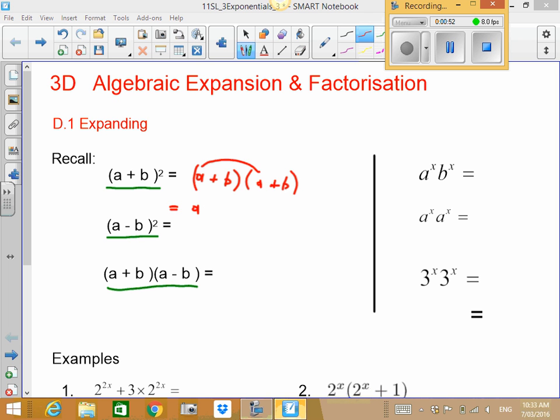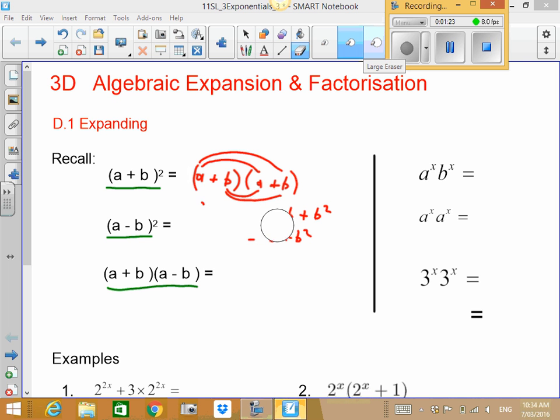giving us a squared. Then we multiply the outside terms, a times b, gives us plus ab. Multiply the inside terms, which gives us plus ab, and finally multiply the last terms, which gives us plus b squared. This can be simplified to a squared plus ab plus ab is 2ab, plus b squared.